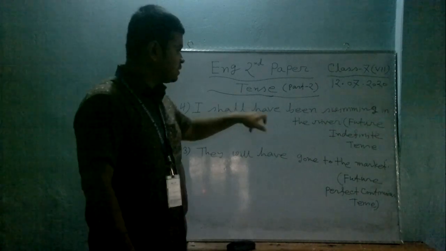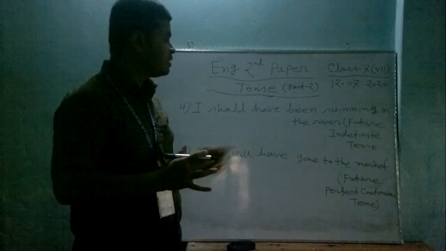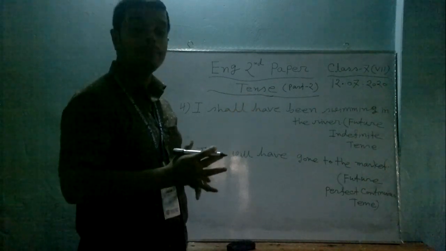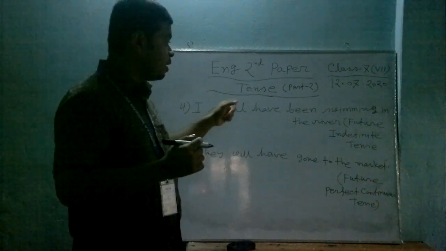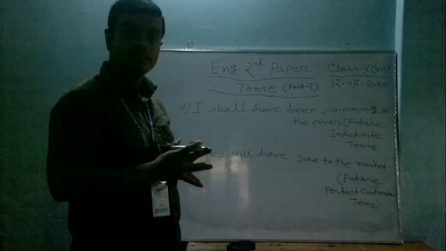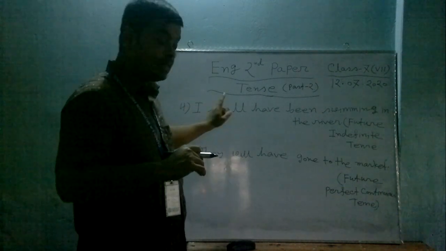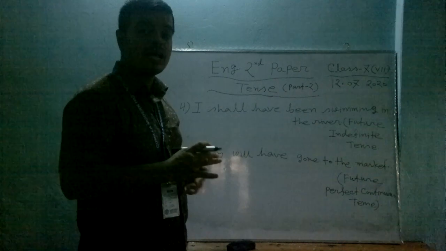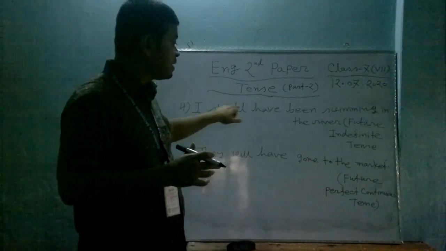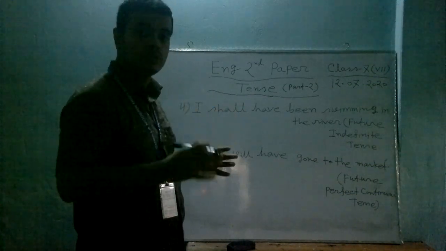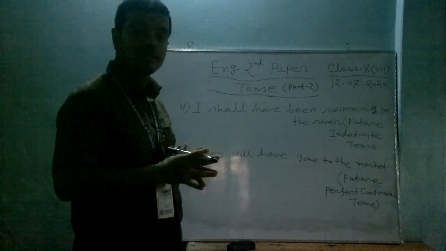The fourth sentence is: I shall have been swimming in the river. You can make the sentence in future indefinite. So by making these sentences, you should first find out which tense the sentence stands in. If you understand which tense the sentence stands in, you can make the other sentences very easy.